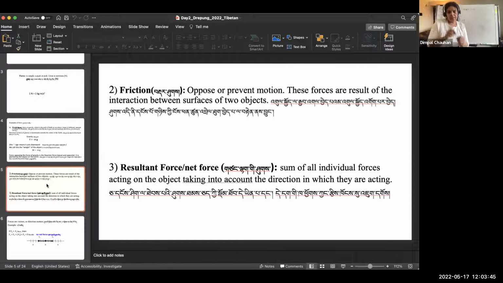If the friction is less, what will happen? It will just keep spinning, but it won't move. So it opposes or prevents motion. These forces are the result of the interaction between the surfaces of two objects, like the car tire and the road.